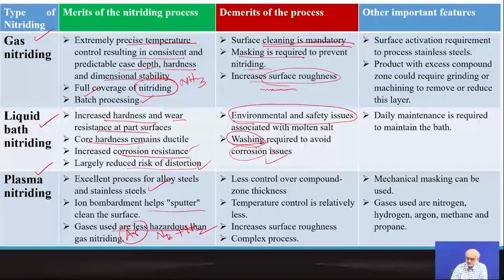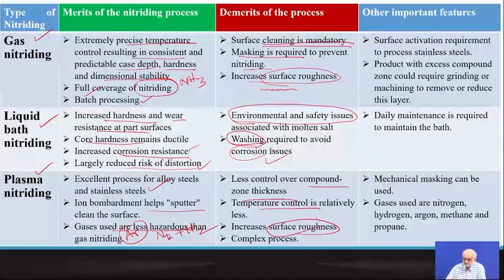The disadvantage, of course, is that you form a compound zone, but that is true for any nitriding process. Temperature control is not so easy because it is a synergistic process. As you create the plasma, it actually sputters, then there is concomitant ion bombardment, which itself can generate temperature locally, so temperature may rise. So temperature control becomes a little more difficult, particularly if it is done for a longer period of time.